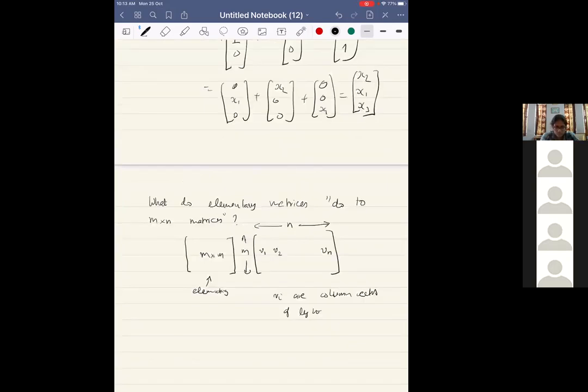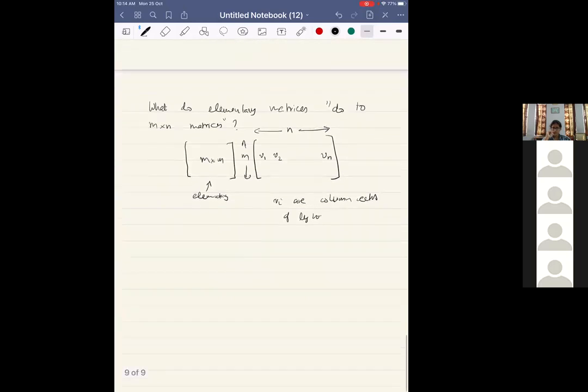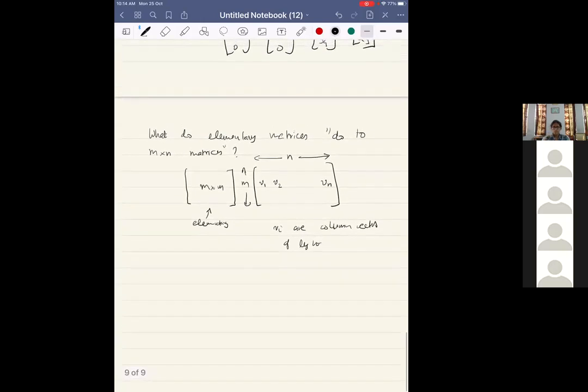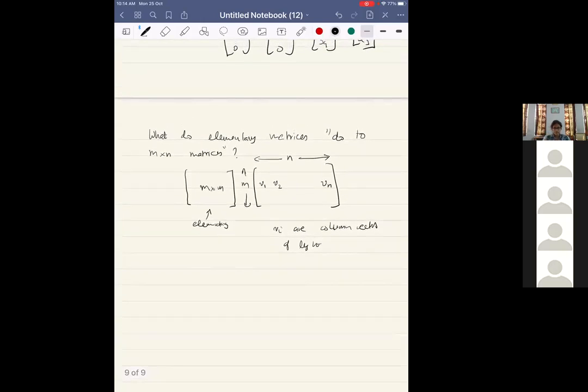So let me repeat. What we want to understand is what happens when I take a matrix of size m cross n, where n is not necessarily 1, and multiply it by an elementary matrix on the left of size m cross m. So to understand this, you have to understand a basic fact about matrix multiplication, which I am describing in this context. It's something that I mentioned in the notes, and it's a very simple fact.